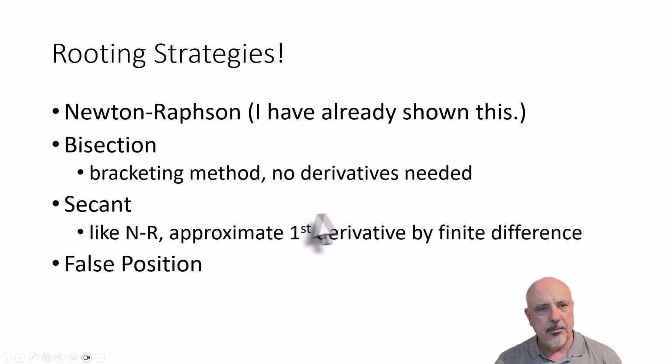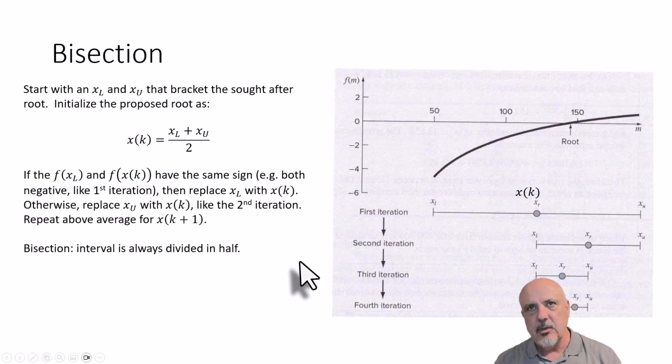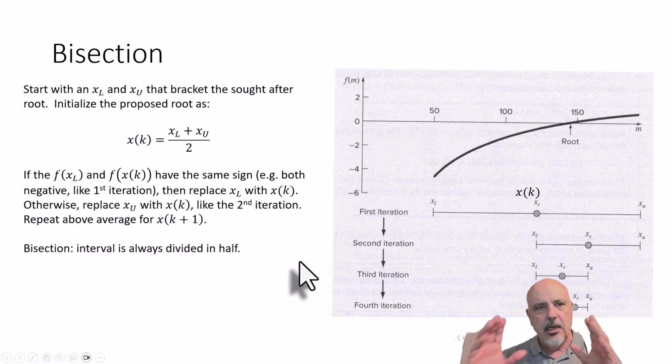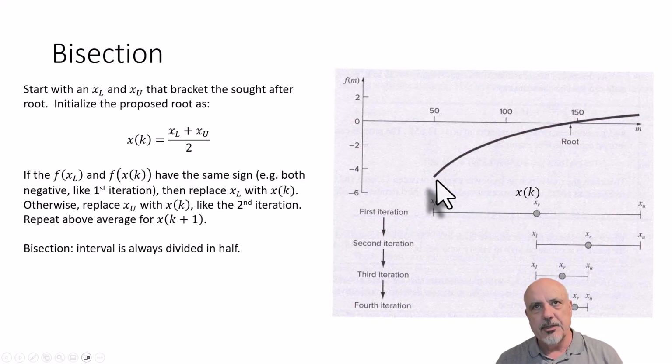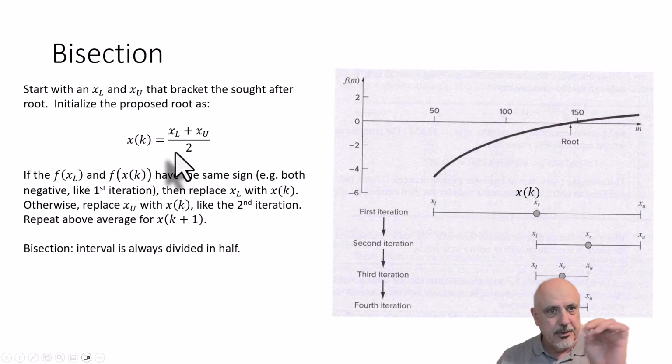Bisection is a bracketing method we're going to take a look at. For bisection, we start with a lower and an upper x value that's bracketing the particular root that we're looking for. For example here, there's an XL and an XU, so low and high, and we're going to start in the middle. Once you have a lower and an upper, you take the average of those, and that's going to be your current location.